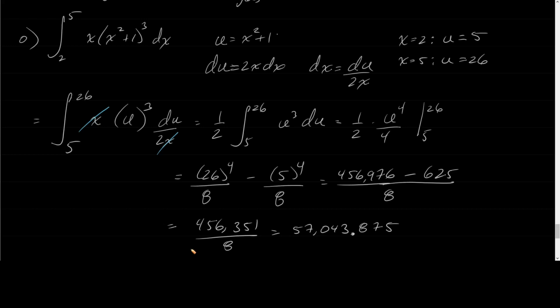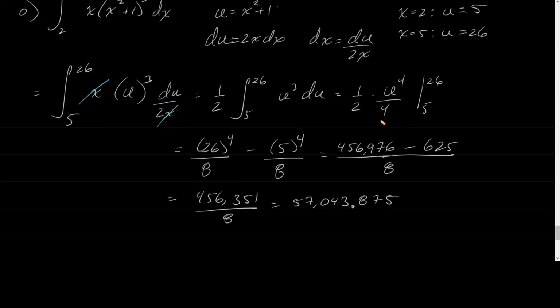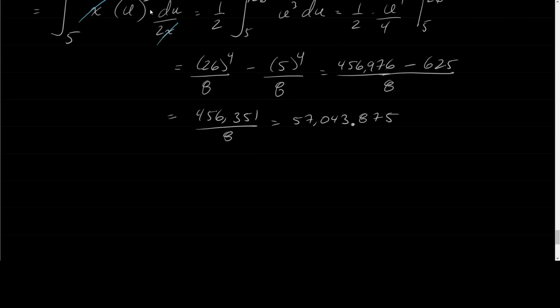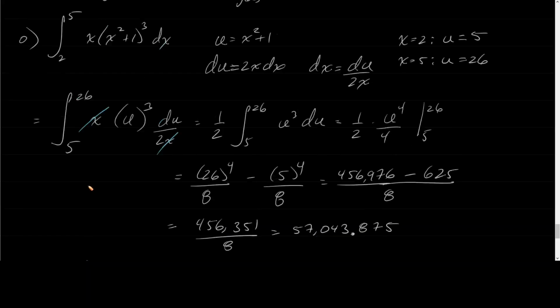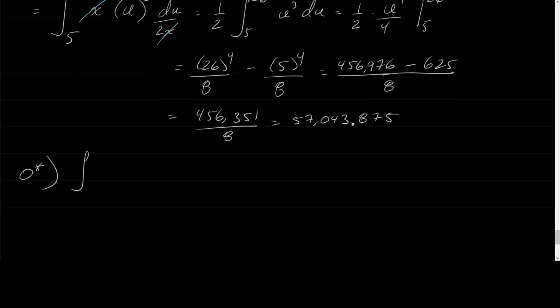In here, we did put everything into terms of u, so that we can have our bounds in terms of u and not have to worry about changing things back into terms of x. But we could have put things back into terms of x if we wanted to. So let's look at this one again. We had the integral from 2 to 5 of x times (x squared plus 1) cubed dx.